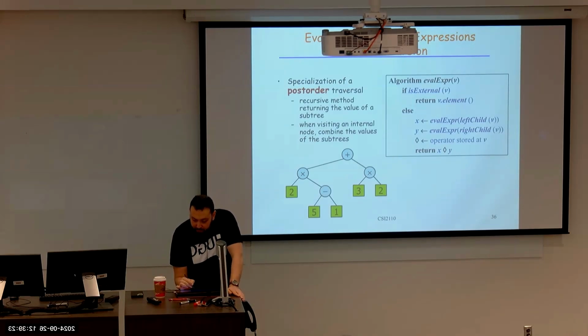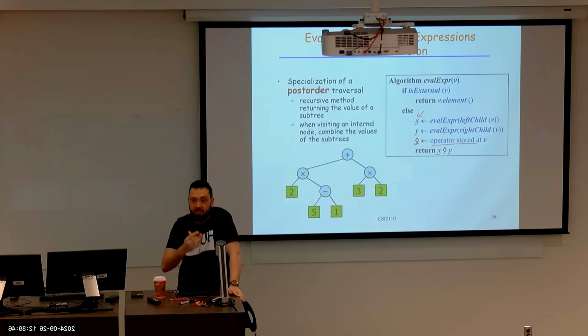I'm going to create this variable here and call it operator stored at V. So I'll change it and say, you know what, we have X, we have Y. The X will be the left child, the Y will be this, and then I'll have a variable for the operator. Let's see if this is going to work. And then I'm going to return X operator Y. So I just changed the whole algorithm for it to work, and it's going to work.